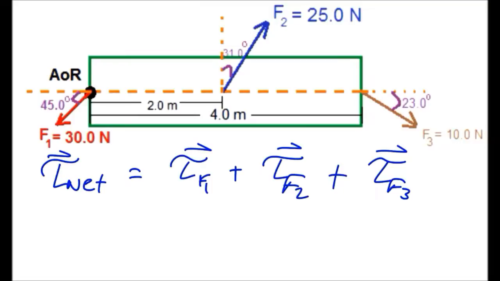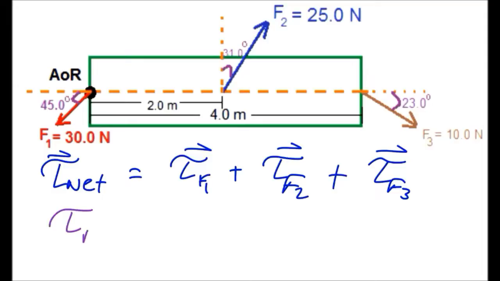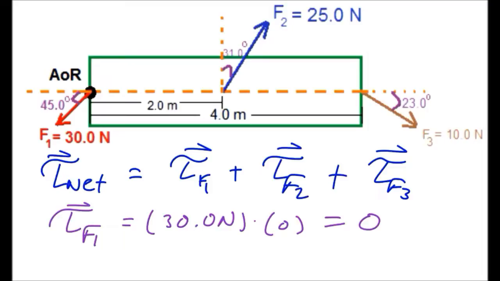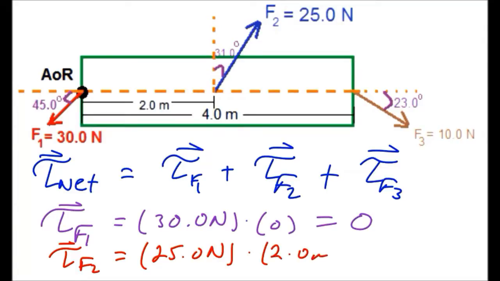All right, let's do the torque because of force 1. Torque caused by force 1 is equal to, what is force 1? It's going to be 30 newtons times, what's the lever arm for force 1? 0. Very good. So 0 for torque 1. Now let's do the torque caused by force 2. So what is force 2? 25 newtons. What's the lever arm? 2 meters. And what's the sine of the angle?